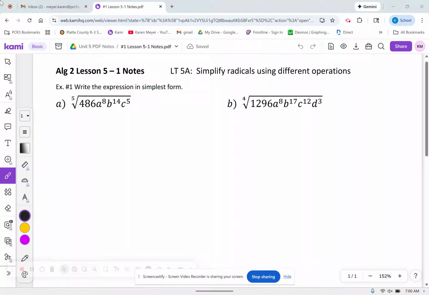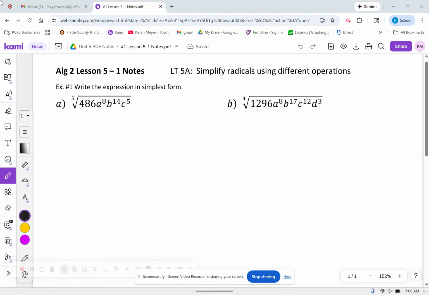All right, today we're going to look at simplifying radicals that have different index numbers besides 2. So we're no longer looking at just square roots. We could be looking at cube roots, fourth roots, fifth roots, and then we're going to be doing some addition and subtraction with roots as well. So we're going to start with simplifying.